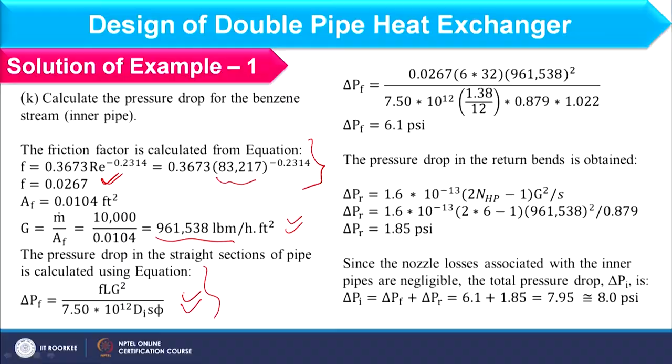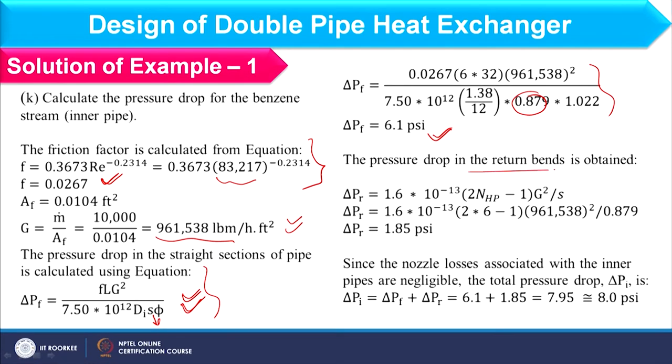So, this is the expression to calculate the pressure drop in the inner pipe, considering all these values, where S corresponds to the specific gravity of benzene, fine. You can already see that value from the problem, and putting in all these values we get a pressure drop of 6.1 psi, that is in the straight pipe only.